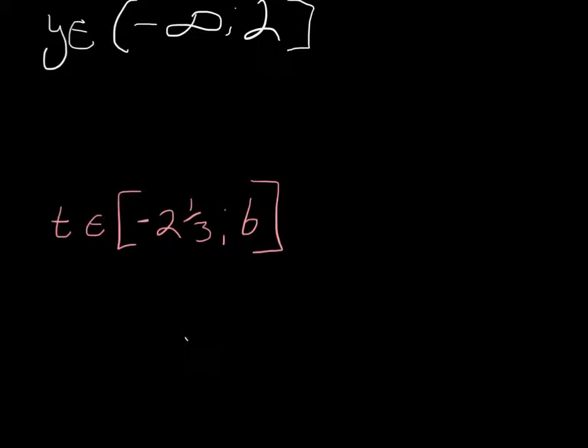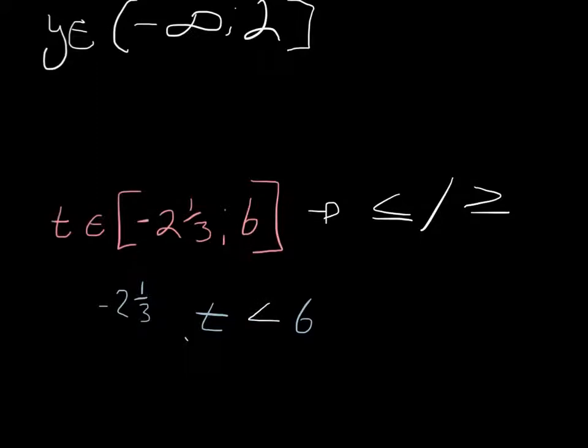The square brackets mean including. So what we know is that firstly we're working with the variable t. And we know that we have the value 6 and we have minus 2 and a third. What we also know is that the square brackets represent including. So we know that obviously 6 is bigger than minus 2 and a third, so t lies between those two numbers.